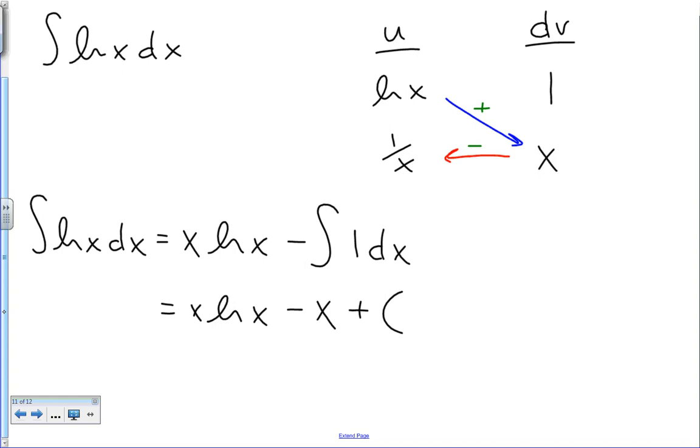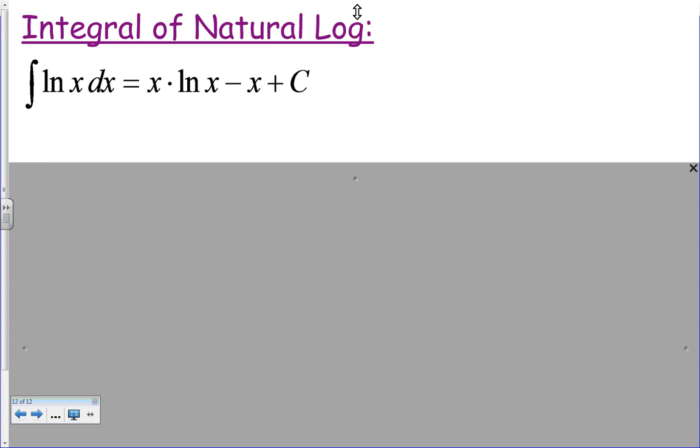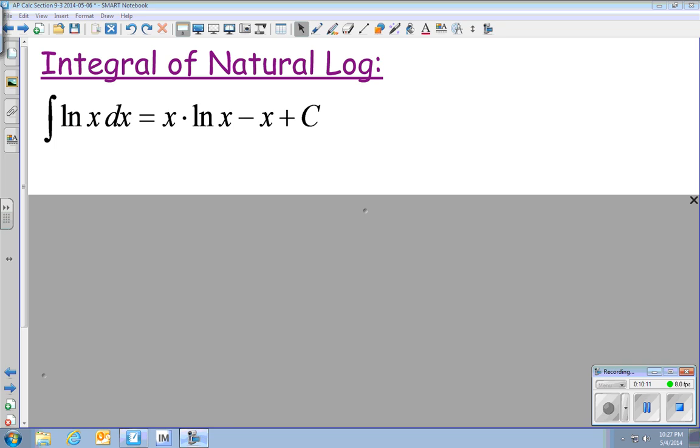In fact, we'll just put that into a nice little form here for us. There's our rule then for the integral of natural log of x. In fact, you can use this technique then to integrate any log. Just do a change of base to get to natural log, and then use this rule to integrate it. So the integral of natural log of x dx is equal to x natural log of x minus x plus c. All right, that's as far as we're going in this section.